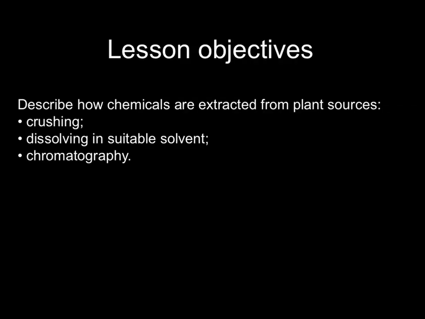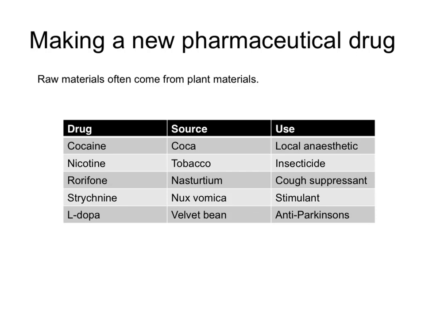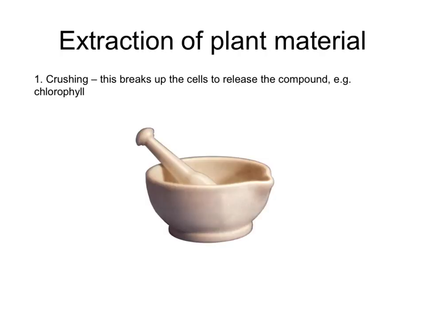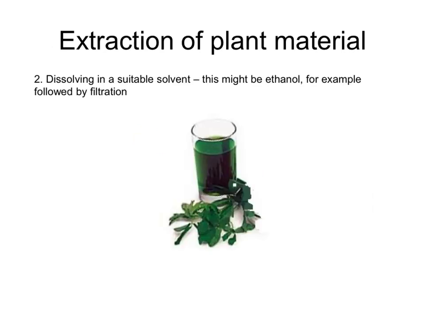Next, we look at how the chemicals for making new drugs are extracted from plant sources, and there are 3 key terms you need to learn. As you can see from this table, many drugs are made from plant materials, and so the active ingredient has to be extracted from the plant material to be used as the raw material for making the drug. The first stage of this is crushing. This breaks up the cells in order to release the compound into the mixture.